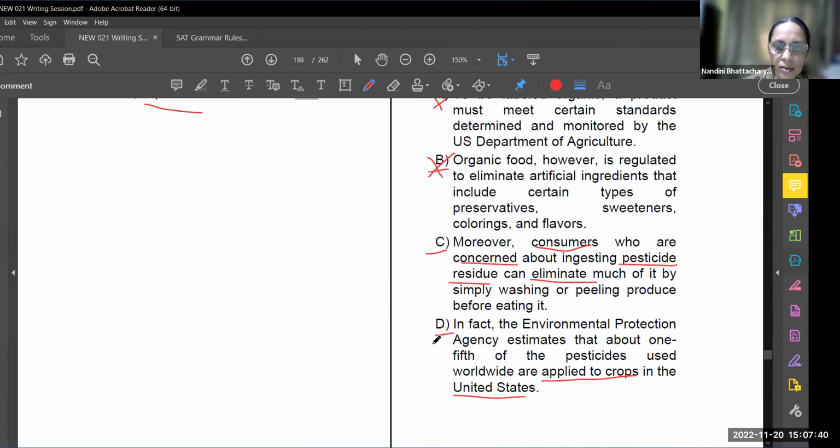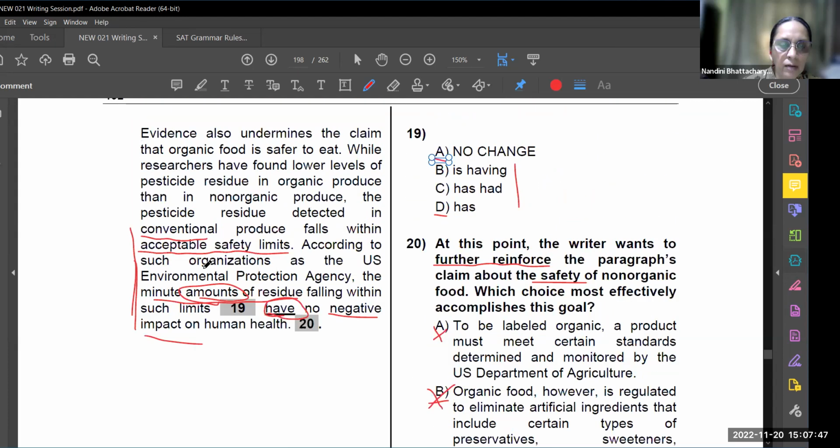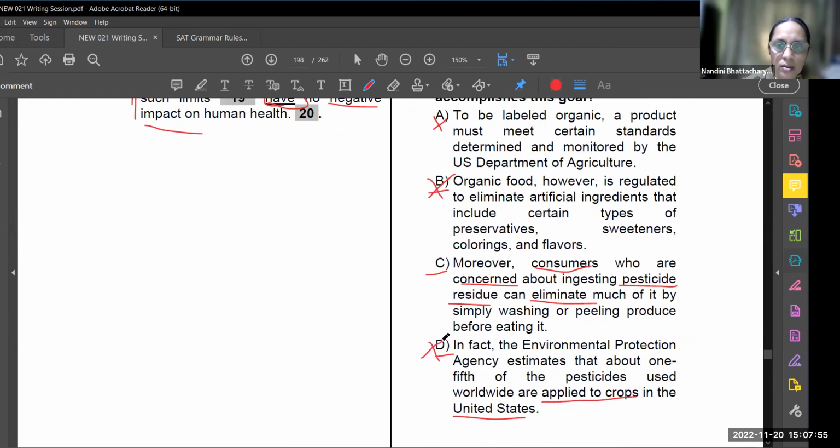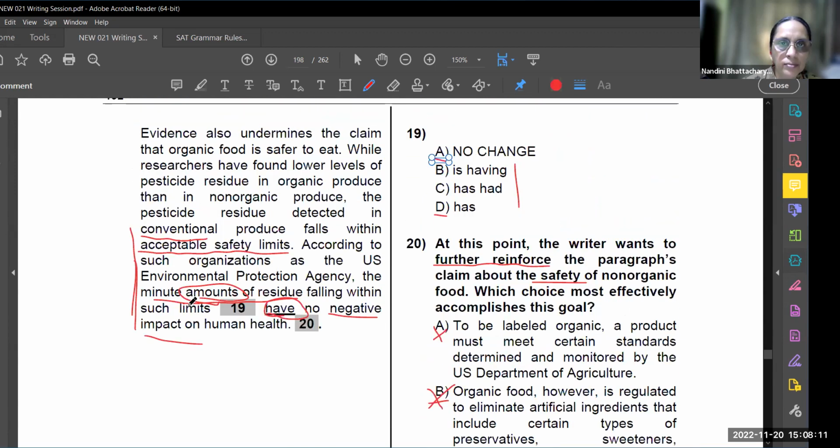Those who are thinking D is the answer, go back to analyze. Is this supporting the point that we have already got in the previous two paragraphs? It's not, right? So D again will not be the answer. So we are left with C. And C says, moreover, consumers who are concerned about ingesting pesticide can eliminate it by simply washing or peeling. So that makes sense? Yes.